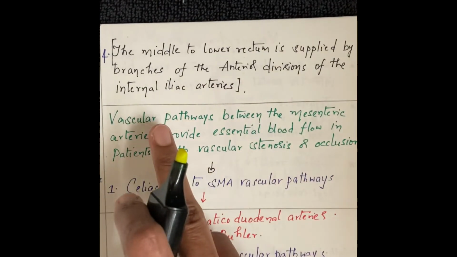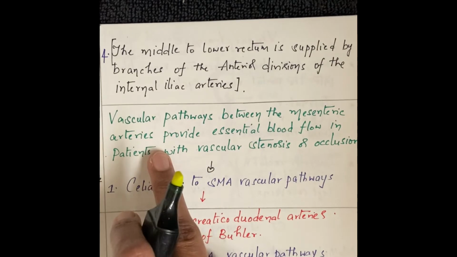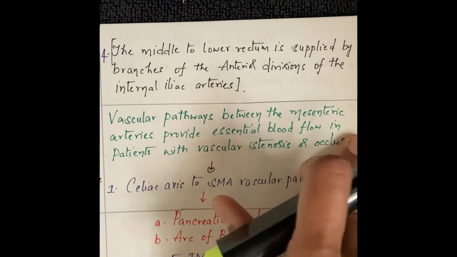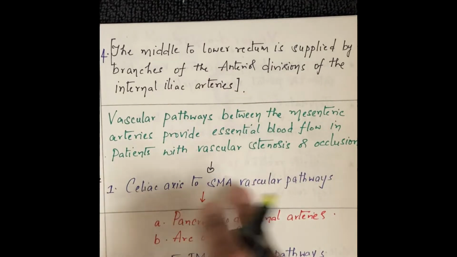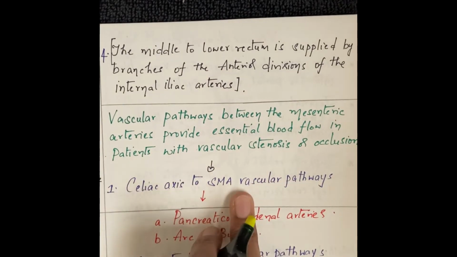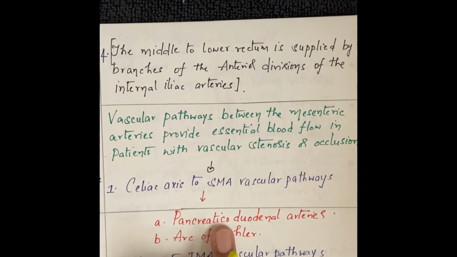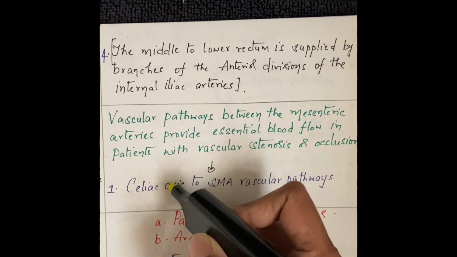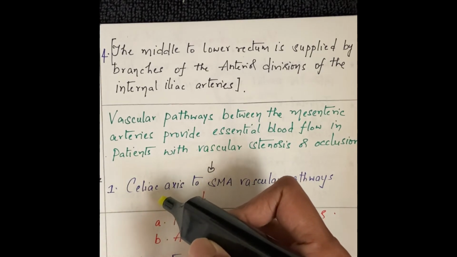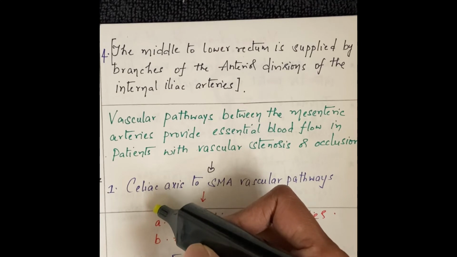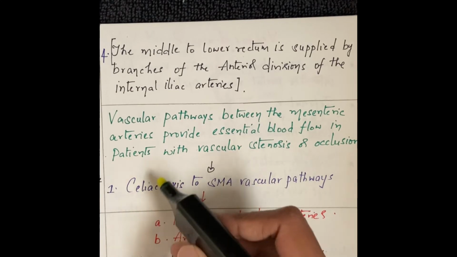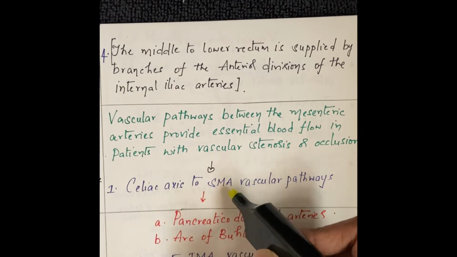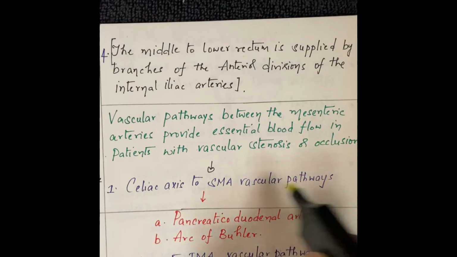Another important point: the vascular pathways between the mesenteric arteries provide essential blood flow in patients with vascular stenosis and occlusion. For example, there is a collateral pathway between the celiac axis and SMA, that is between the pancreaticoduodenal arteries. From the celiac axis, the common hepatic artery gives the gastroduodenal artery, from which we get the superior pancreaticoduodenal artery. From the SMA we get the inferior pancreaticoduodenal arteries. There is anastomosis between them.